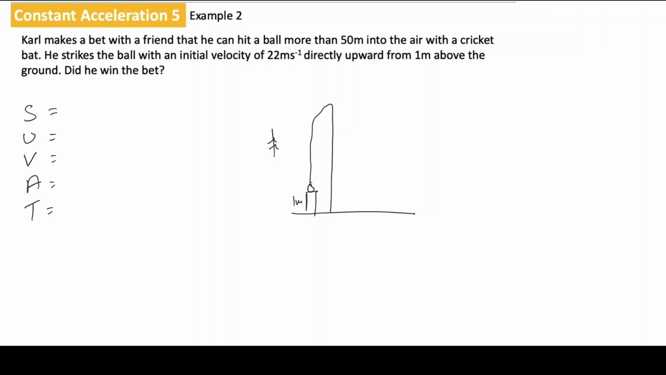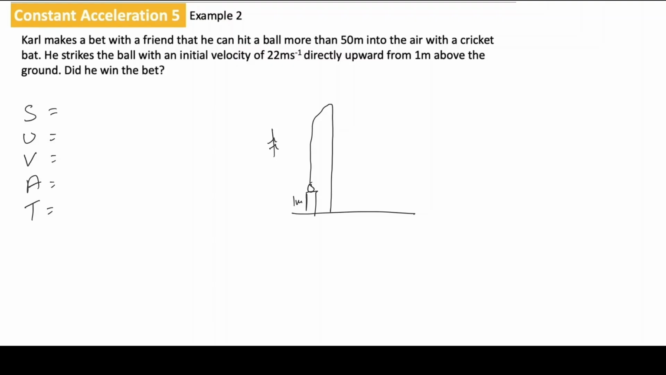We're interested in when it gets to its greatest height. And as I said before, the change of direction occurs when velocity equals 0. This maximum height will have the velocity equal to 0. If the maximum height is more than 50, Carl will win his bet. If not, he loses the bet.